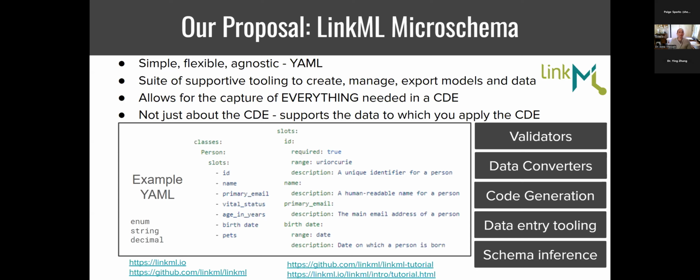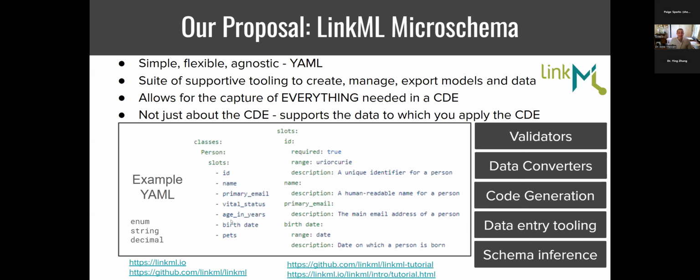So here in the middle, there's some example YAML. LinkML is made up of classes, and those classes have slots. So here's an example class for a person. A class is essentially anything, a named entity. And a person has attributes. That's what these slots are. So we're declaring that there is a thing called a person, and it has an ID, a name, a primary email, etc., etc.